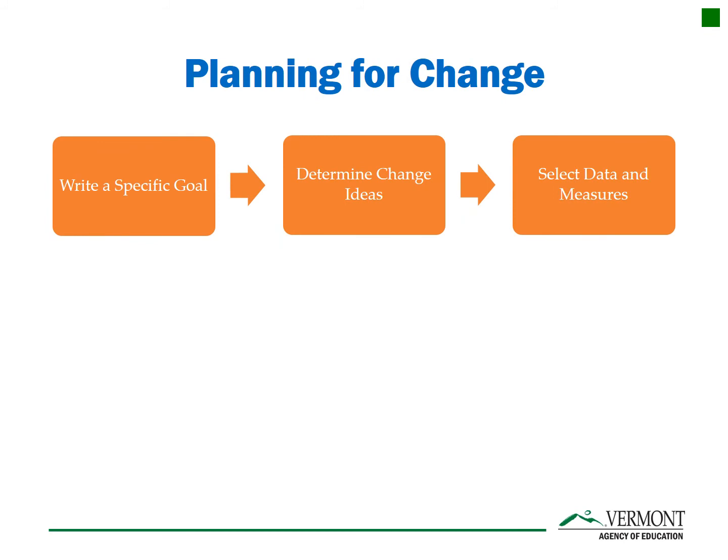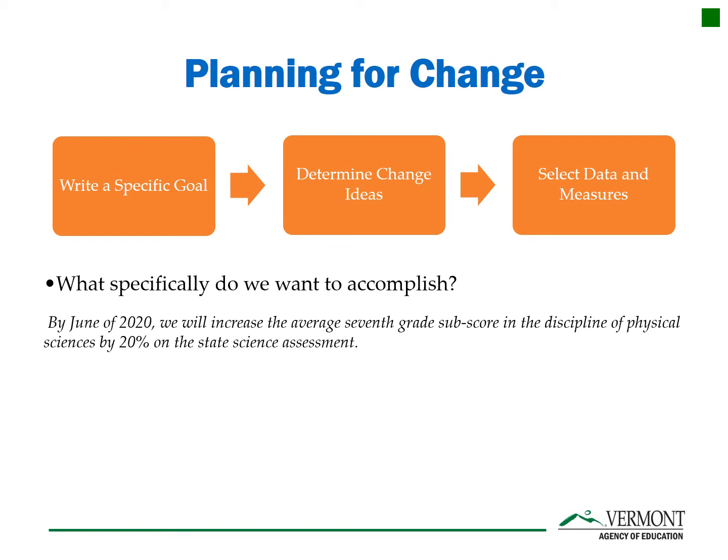When planning for change, the team transforms their priority problems of practice into goal statements that represent their desired outcomes for improvement. Goals for improvement should be specific and measurable, describing what will be improved, by how much, by when, and for whom or in what settings. For example, by June of 2020, we will increase the average 7th grade subscore in the discipline of physical sciences by 20% on the state science assessment.